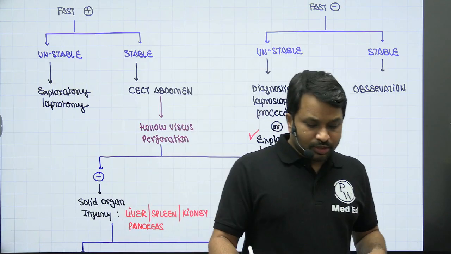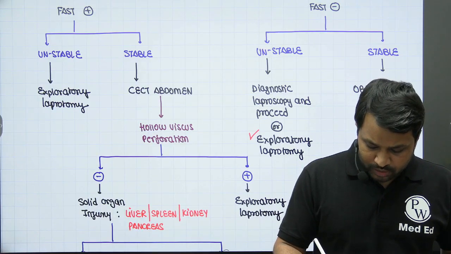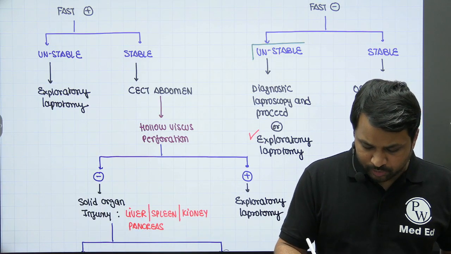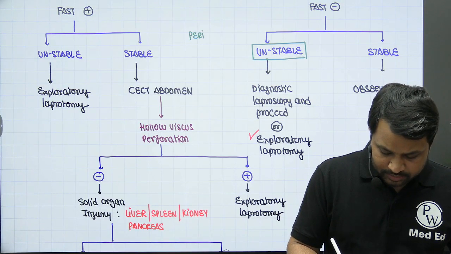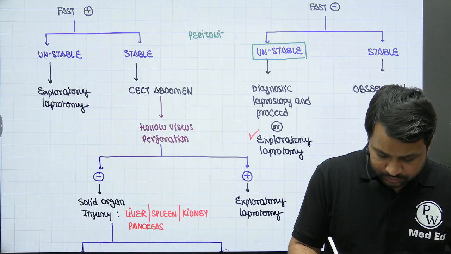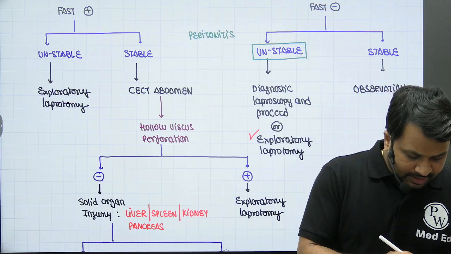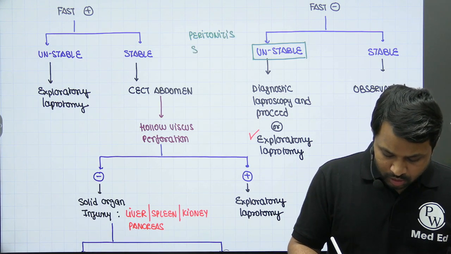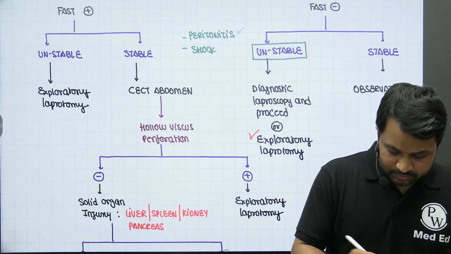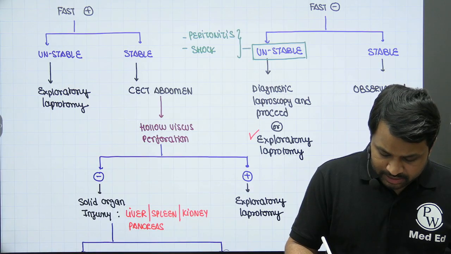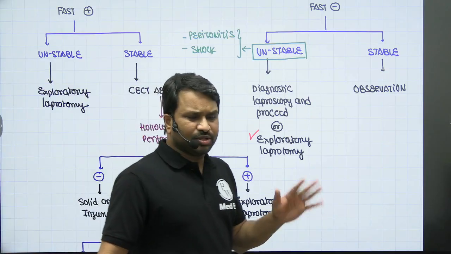Right. So again, unstable patient, I can give you a consensus here. FAST is negative. How do you know the patient is unstable? Either the patient presents to you with peritonitis, or the patient is in a state of shock. If any of these two are present, I will deem them as unstable. Okay? So these are the objectives.